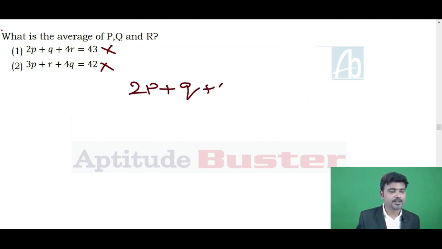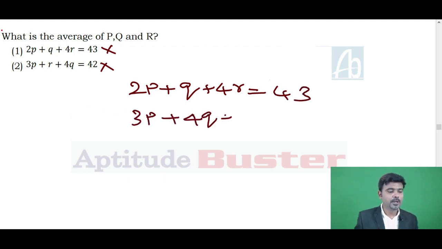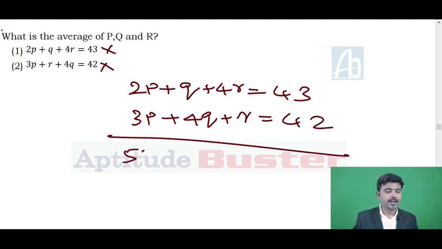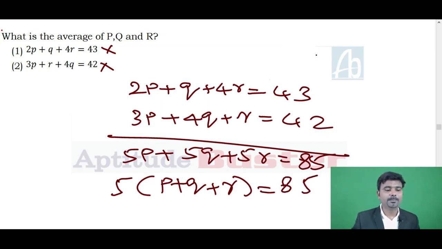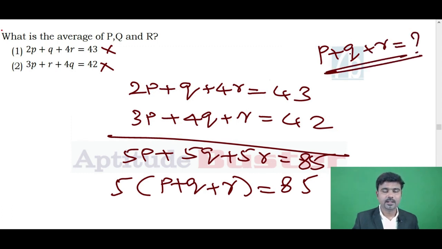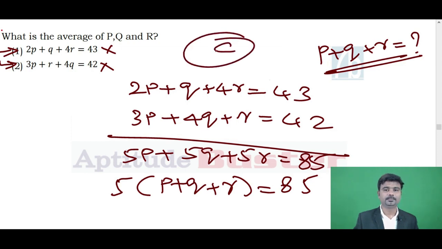2P plus Q plus 4R equal to 43. The next one, 3P plus 4Q plus R is equal to 42. If you add these two, we get 5P plus 5Q plus 5R equal to 85, right? So take 5 outside, P plus Q plus R equal to 17. See, once we know the P plus Q plus R value, can you find out the average of these three values? Yes. So if you combine these two statements, only then sufficient. Answer for this question is answer choice C.